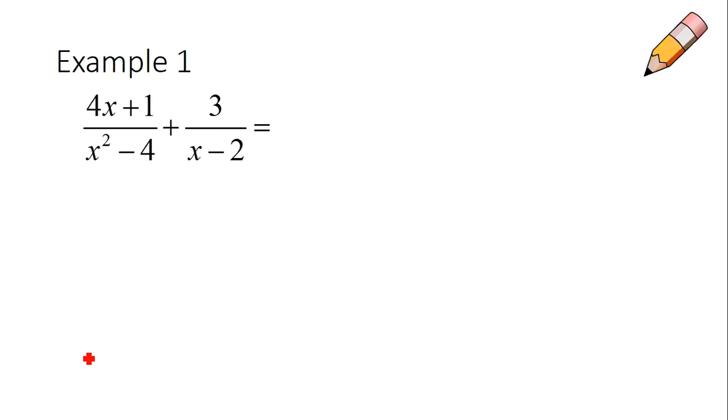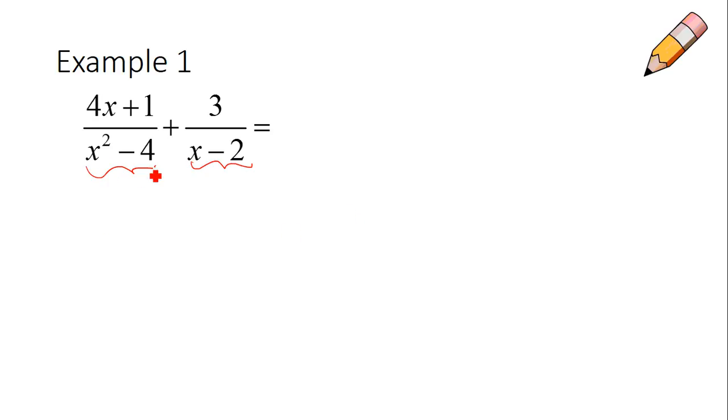The first example asks us to add these two fractions together: 4x plus 1 over x squared minus 4, plus 3 over x minus 2. Well, notice that the denominators here are not the same. And we can't just square them to make them be the same, because squaring isn't a way that you make common denominators. You can multiply them by something, but squaring isn't that. So what do I need to do then to make common denominators happen here?